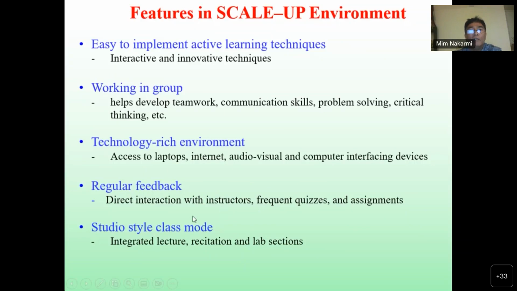Another feature is that this is a studio style class mode. Studio style class mode means the lecture, recitation, and labs are done in the same place. Most of the time when we teach physics, lecture is done in one place and then lab is done in another place. They don't go together. And students think lab is lab, lecture is the physics. So lab is something we have to do and get done, forget about that. You don't have to learn anything, you just have to write the report and submit it. But that's not what it is, right? Since we know physics, this should go together.